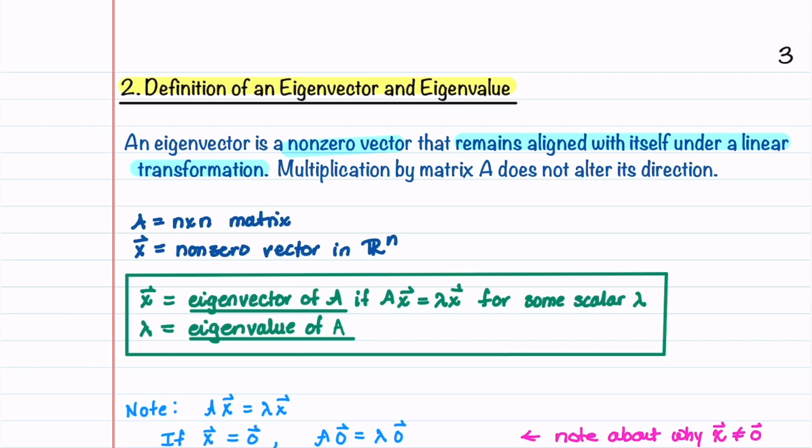Eigenvectors and eigenvalues are defined only for square matrices because the concept involves multiplying a vector by a matrix and obtaining a scaled version of the original vector. Vector x is defined to be an eigenvector of matrix A if A times x is equal to lambda x for some scalar lambda. That scalar lambda is then called the eigenvalue of matrix A.